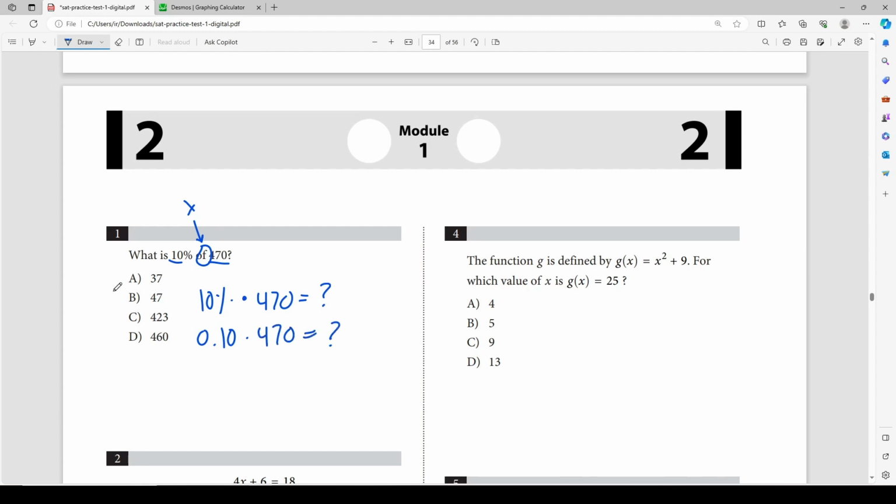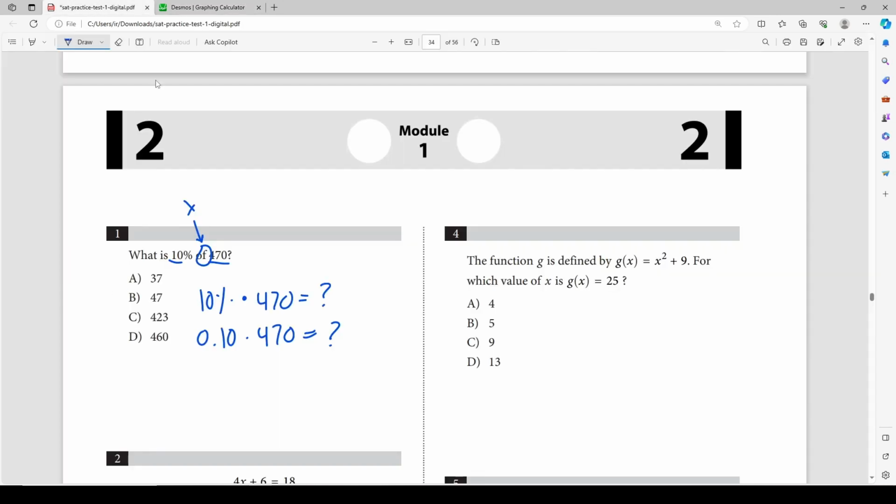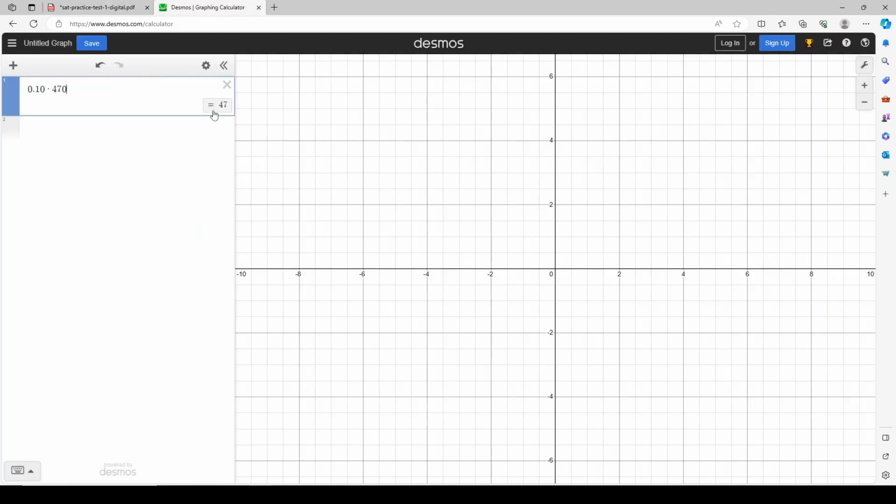If you don't know how to do this, you can plug this into Desmos, right? Really simple math. You could just type in 0.10 times 470, and you get 47 as your answer. If you don't know where I found that, the equal sign is 47 right there.